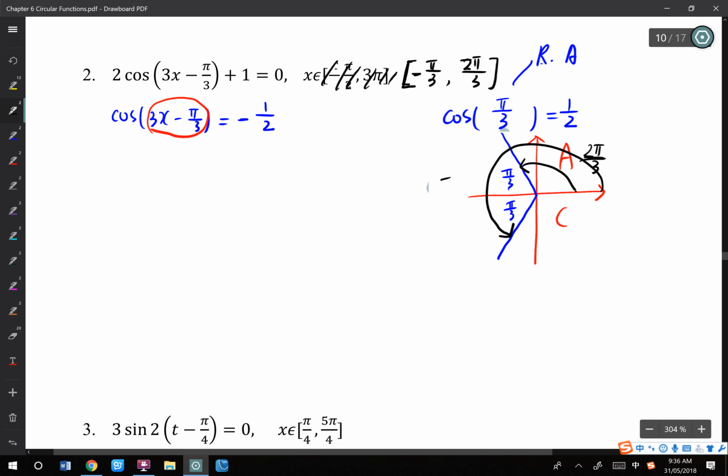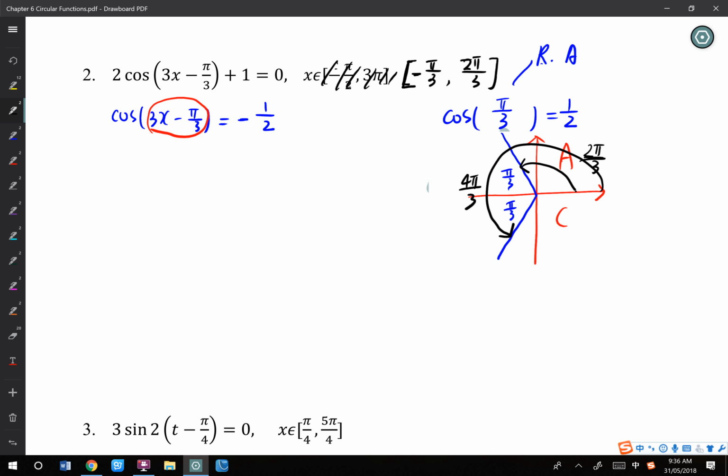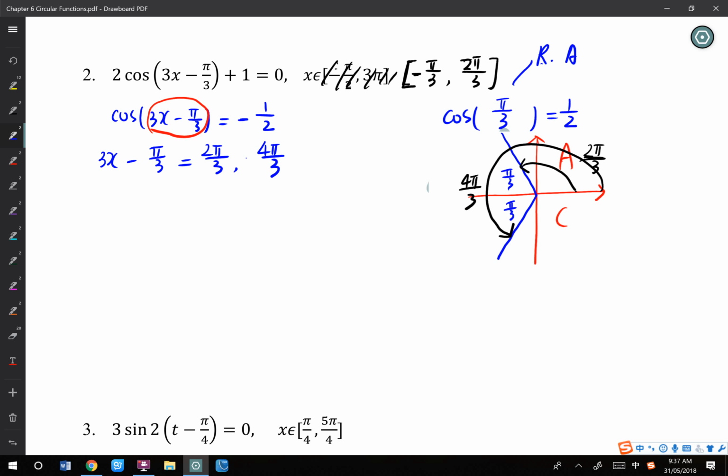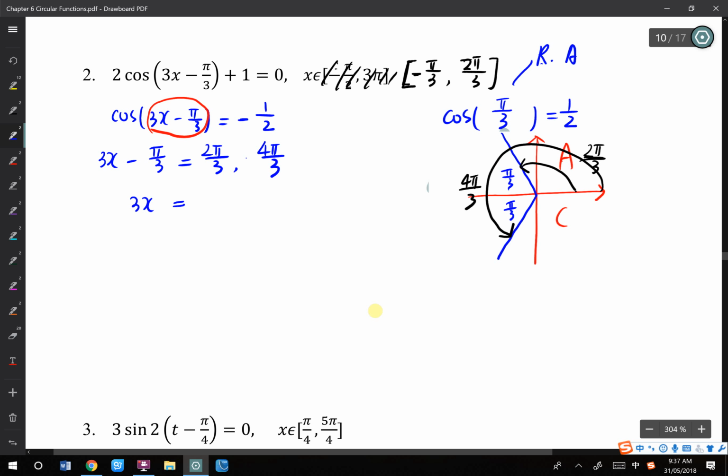Well, I normally don't want to go for negative. I just want to look at angles between 0 and 2 pi. So the first one is 2 pi over 3 and the second one is 4 pi over 3. Therefore, I have found my two solutions. So I will solve 3x minus pi over 3 equals 2 pi over 3, or it will be 4 pi over 3. Then 3x will be pi and 5 pi over 3. Then x will be pi over 3 and 5 pi over 9.